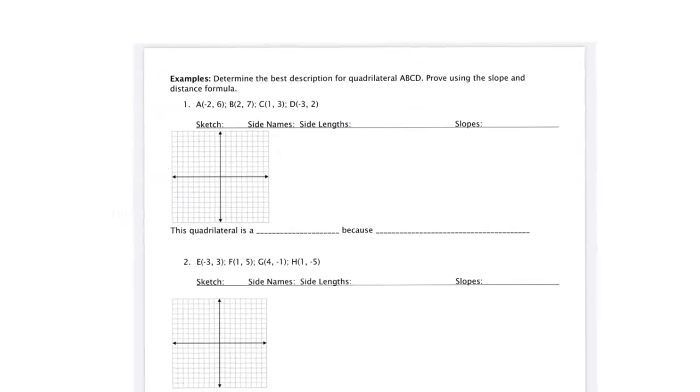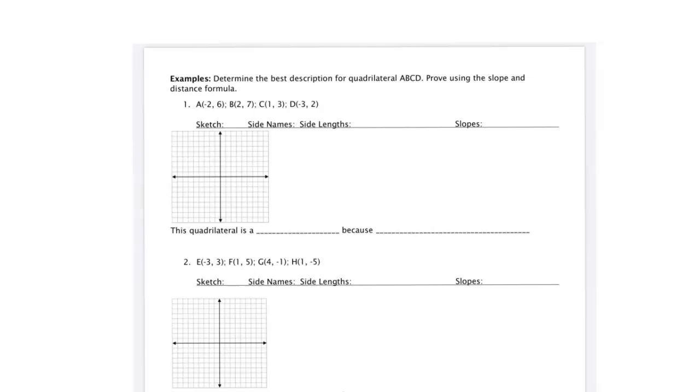So we have our examples. We're going to determine the best description of quadrilateral ABCD and prove using the slope and distance formula that this is either a square, a rhombus, a kite, a rectangle, a parallelogram, a trapezoid, or just a regular quadrilateral. In this particular problem, we're given 4 ordered pairs, one for point A, point B, point C, and point D. Before we can just draw that rough sketch of how quadrilateral ABCD looks, we need to actually sketch it on our coordinate plane.